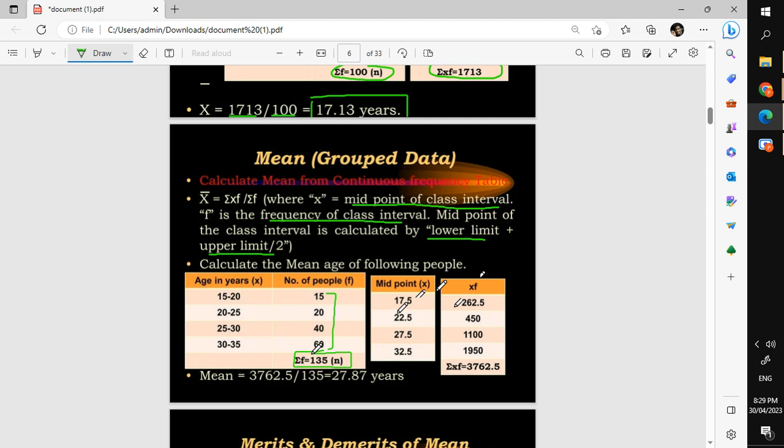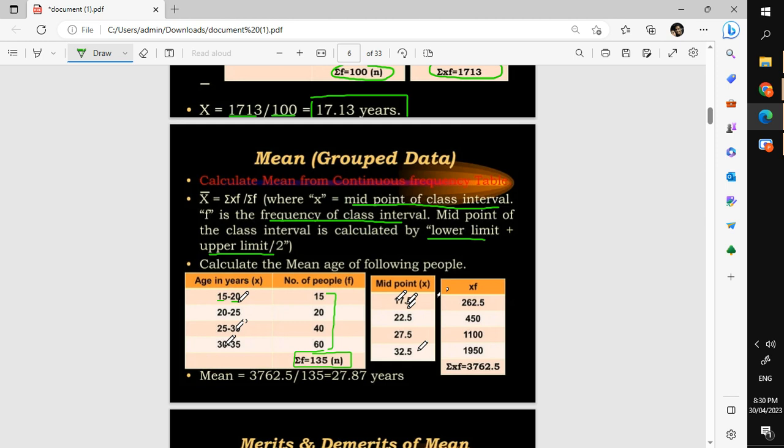So to get the midpoint, again, lower limit plus the upper limit divided by 2. So 15 plus 20 divided by 2, that is 17.5. 20 plus 25 divided by 2, that's 22.5. 25 plus 30 divided by 2, that's 27.5. 30 plus 35 divided by 2, that's 32.5. Okay, now that you have the values on your third column, you then proceed to the fourth column.